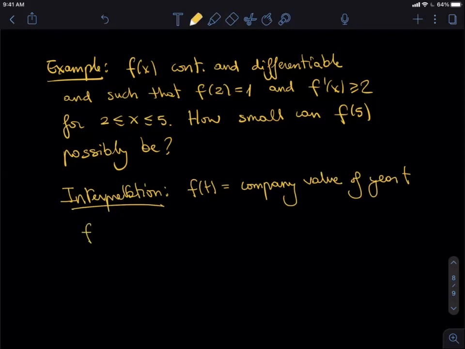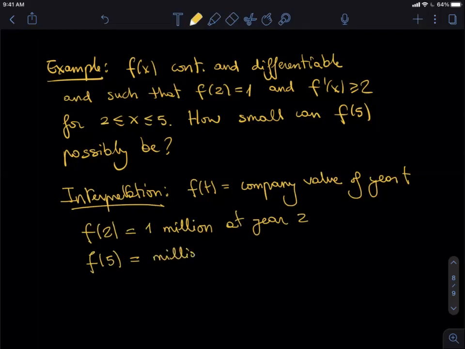And we know that f of 2 is 1, let's say it's a modest company, so 1 million at year 2, or we could say 1 billion, whatever, doesn't matter. And then f of 5, this is going to be the millions at year 5. And then when we think about f prime of t, this is the rate of change of the company value.